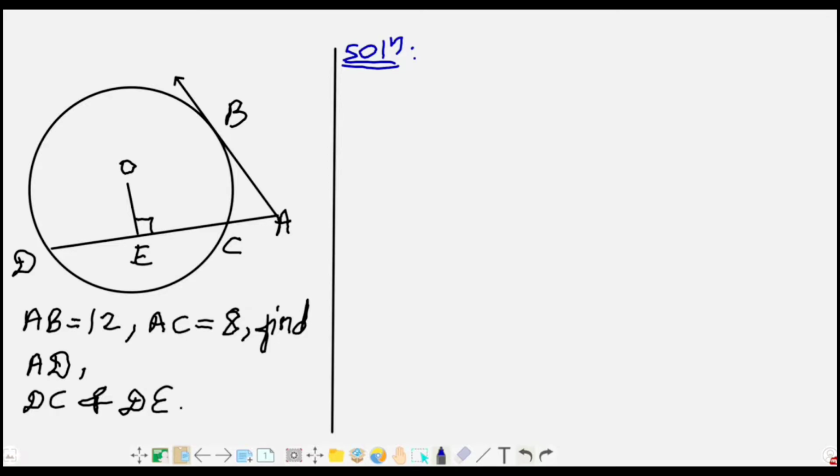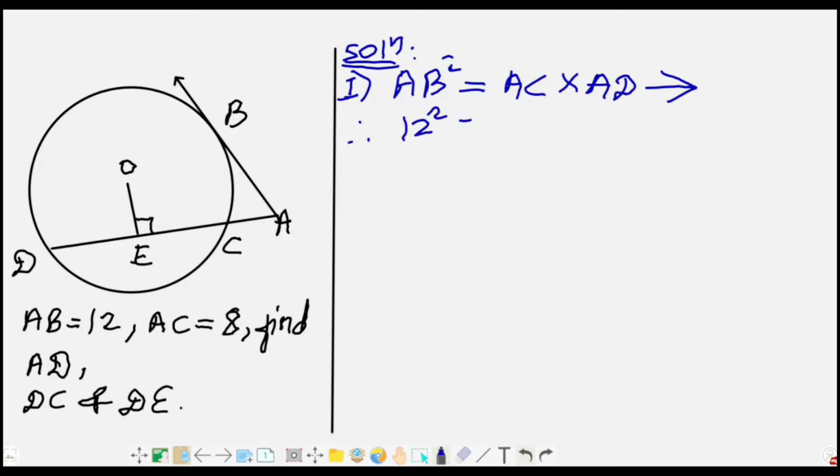Let's start. First of all, you can apply the property of intersecting tangent and secant. So in the first point, I'll apply this property. Your AB square is equal to AC into AD. So it will be the theorem of intersecting tangent and secant. Now AB is 12, AC is 8, so you will get the value of AD.